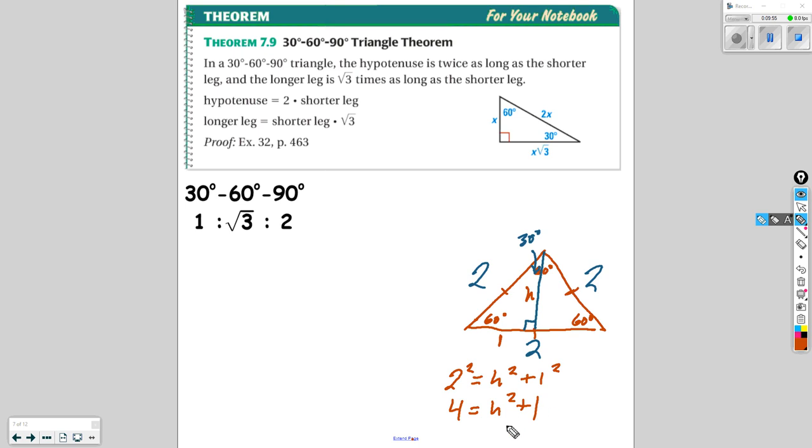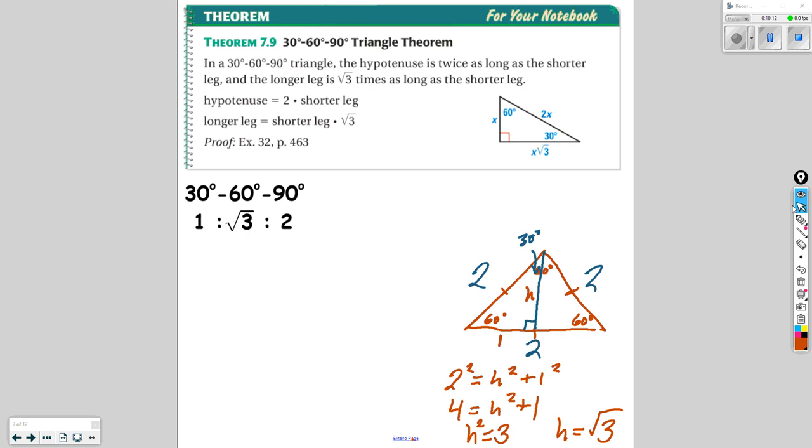Now we're going to subtract 1. So we get h squared equals 3. And then when we take the square root, we get root 3. So that's how we get these ratios. You'll see 1, root 3, and 2 as the ratios for that 30, 60, 90 degree right triangle.